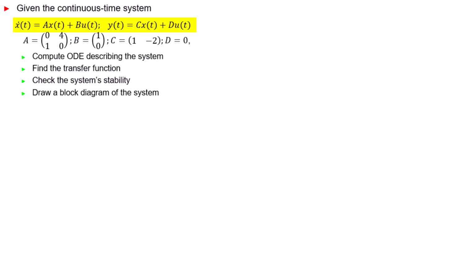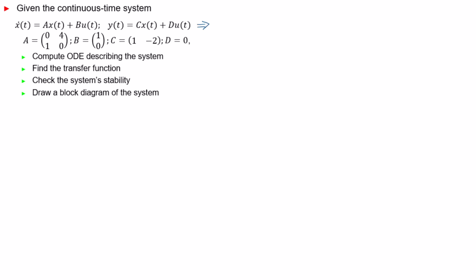So here is one simple second-order continuous time system with matrices A, B, C, and D. And just to remind you that the dot denotes the time derivative. First, we would like to find a single ordinary differential equation that describes the same system. This differential equation should include output y and the input u, but should not include variables x.